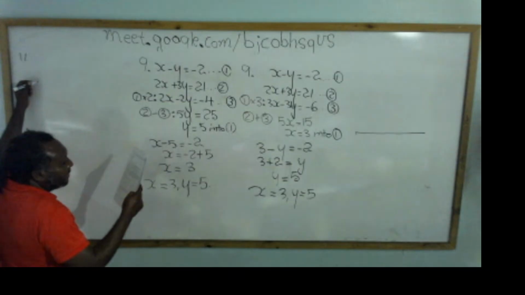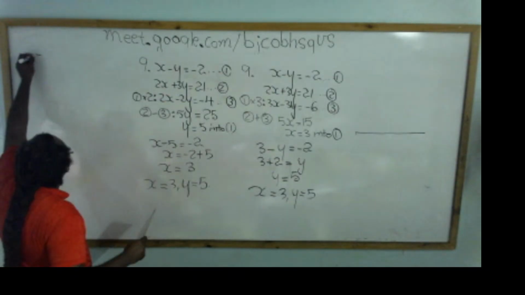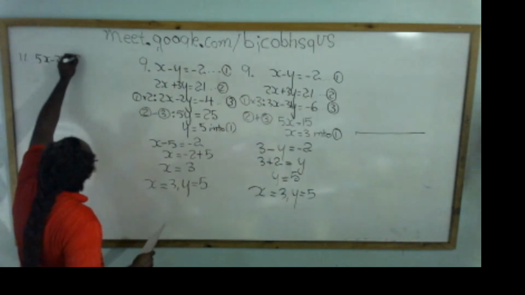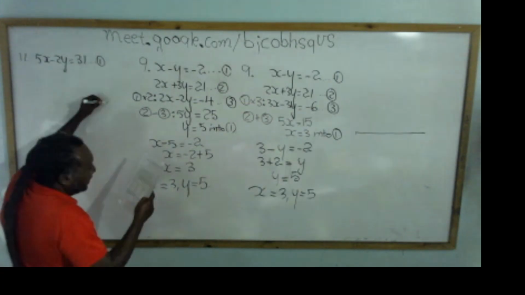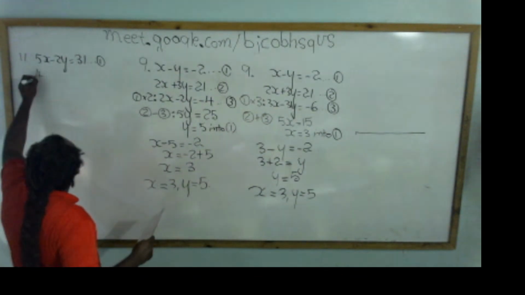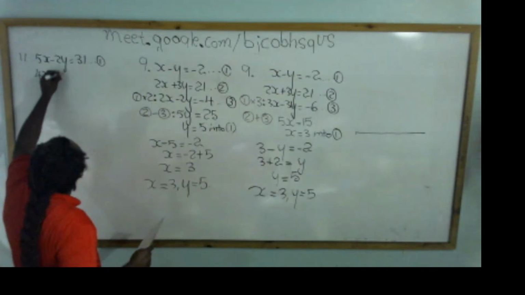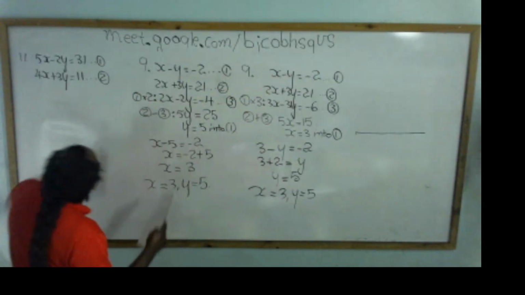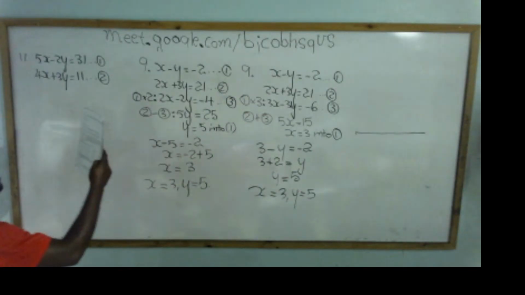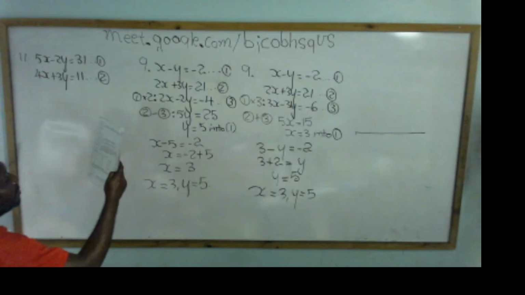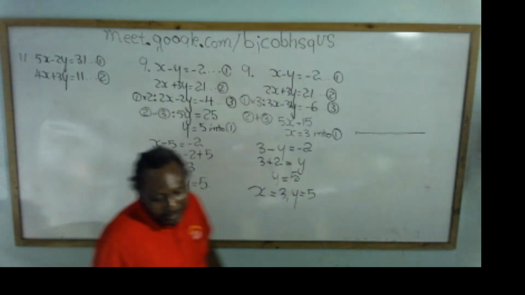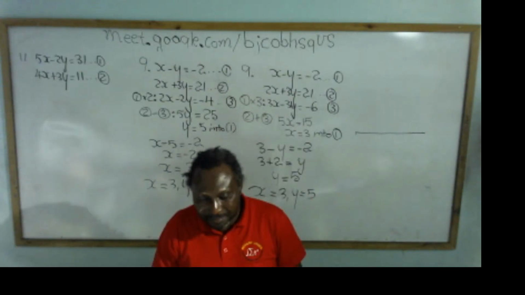We are eliminating in number 11. Someone please, let me write it on the board, because some students do not have the instructional manual. 5x minus 2y is equal to 31, and 4x plus 3y is equal to 11. So I have to take a second look at it to make sure everything is correct. 5x minus 2y is equal to 31. 4x plus 3y is equal to 11. That's it. What will we eliminate and how will we eliminate it? Let's go.